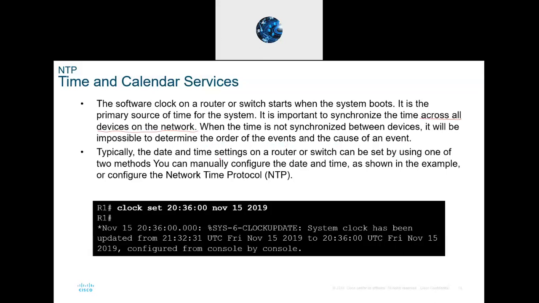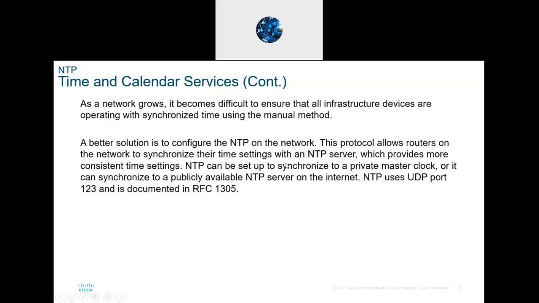Typically, the date and time setting on a router or switch can be set by using one of two methods. You can manually configure the date and time as shown in this place, or configure the date and time through Network Time Protocol, meaning you will tell that device to go and look for a time server. You point it to a time server, and we're going to see how to do that briefly.